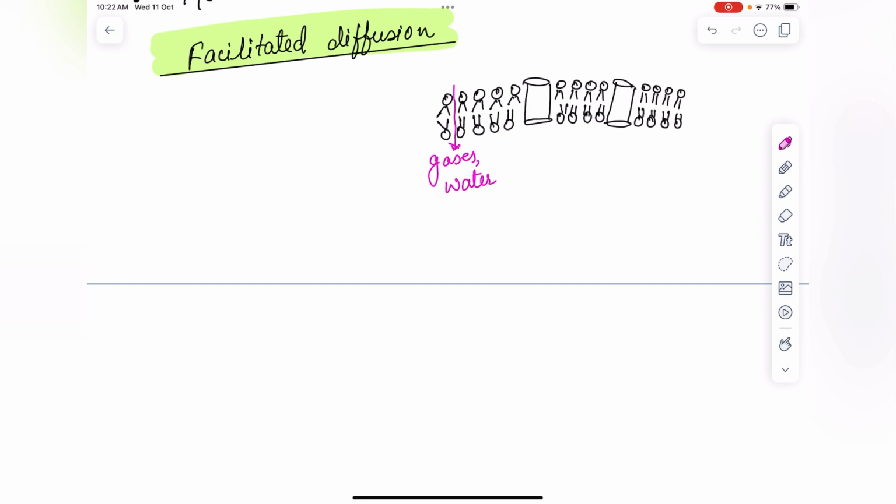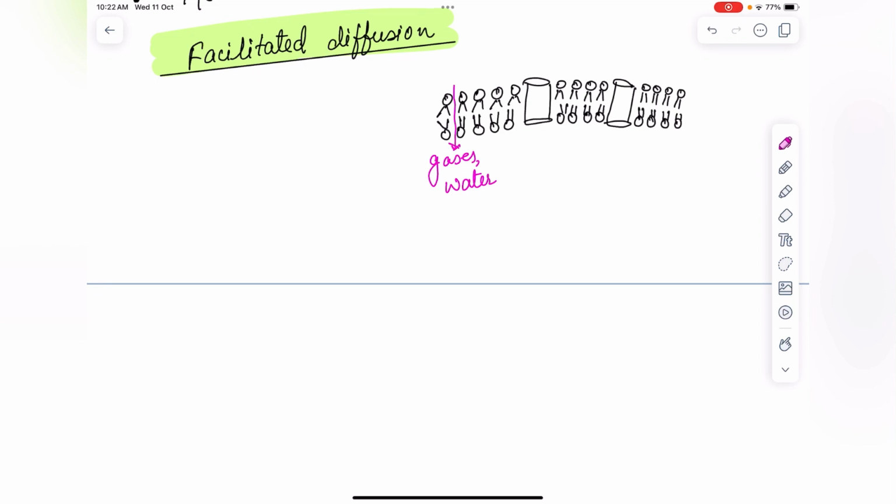But a few substances, like water soluble ions, are there which cannot pass through this membrane. So they need some other channel to enter into the cell. These channels are made up of protein, and the transportation through them is called facilitated diffusion.